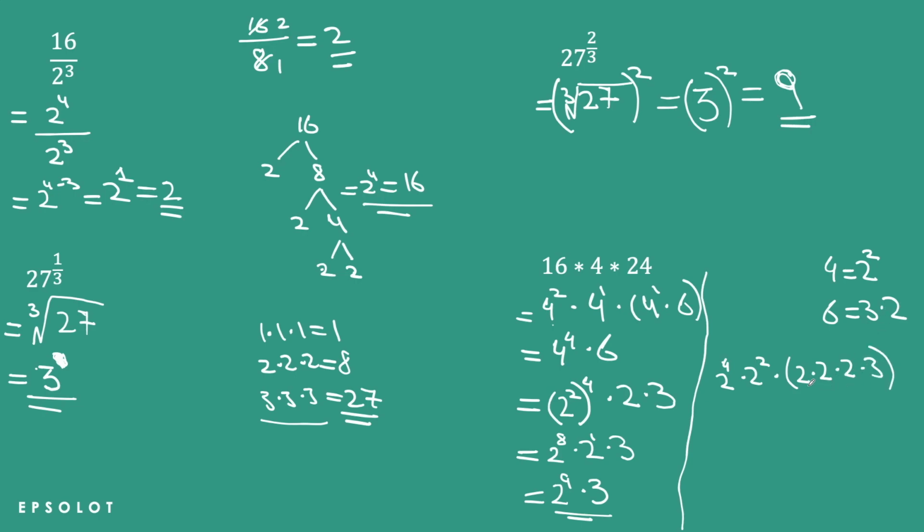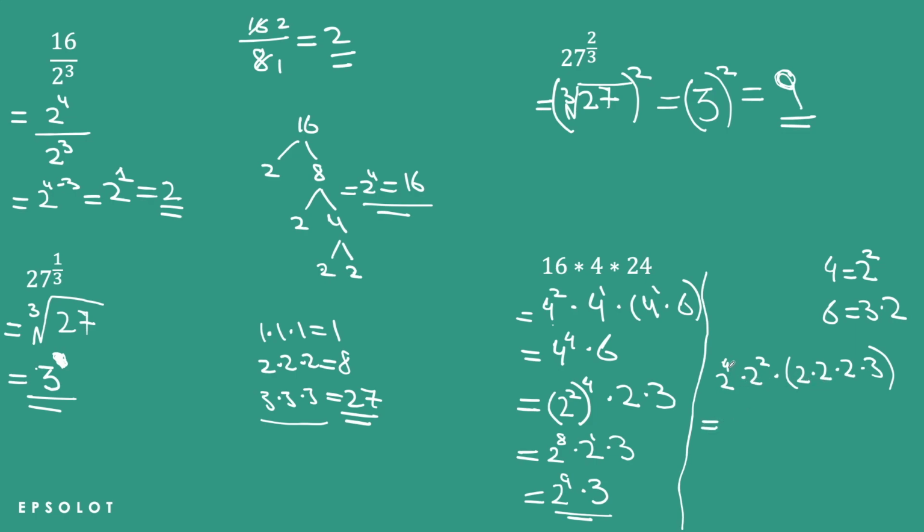Let's confirm. 2 times 2 is 4. 4 twos are 8. I think we made a mistake here, right? So 2 times 2 is 4. 4 twos are 8. And 8 threes are 24. So it matches. So now how many 2s do we have? 1, 2, 3, 4, 5.